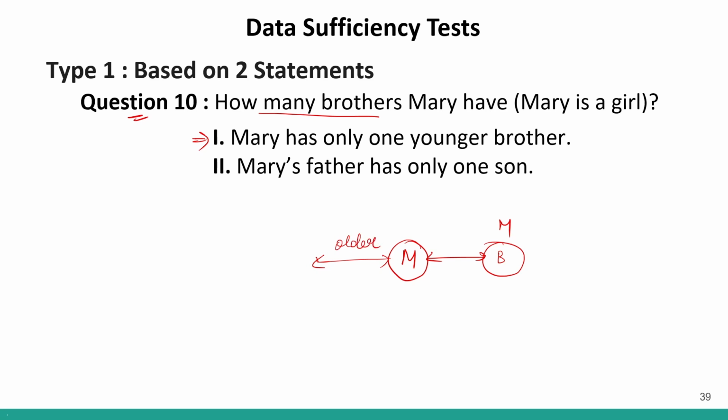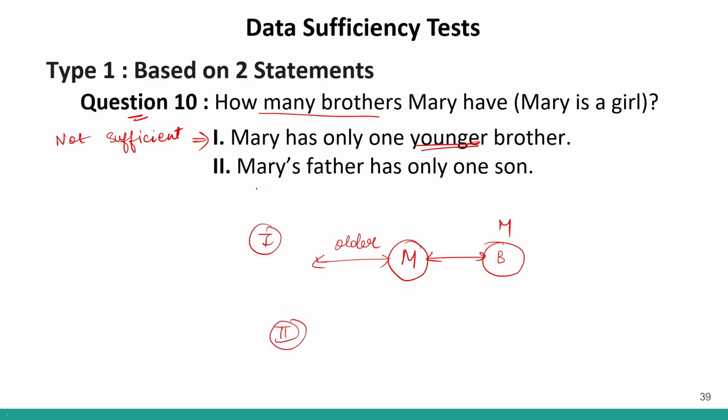How many older brothers does Mary have? Neither is it written that Mary has only one brother. It is written that Mary has only one younger brother. So how many older brothers she has, we don't know. So this statement alone is not sufficient. Correct? Now, statement number 2.